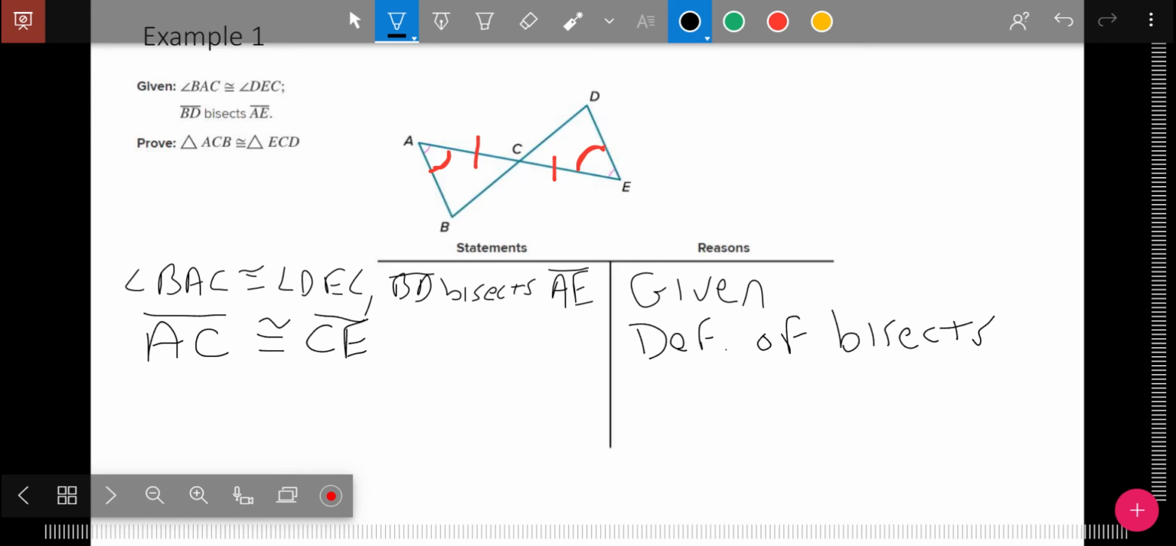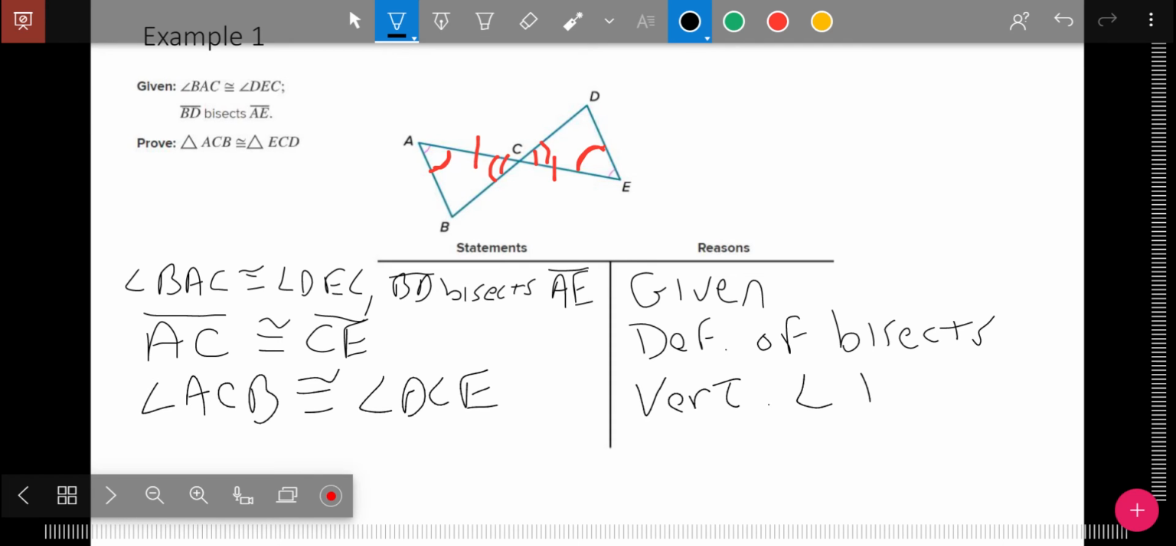And then last but not least, sometimes in these proofs, there's things you just have to see for yourself. And so they're going to expect that at this point, when you see crisscross lines, you understand vertical angles are congruent. And so that would be angle ACB is congruent to angle DCE because of vertical angles, or vertical angle theorem.